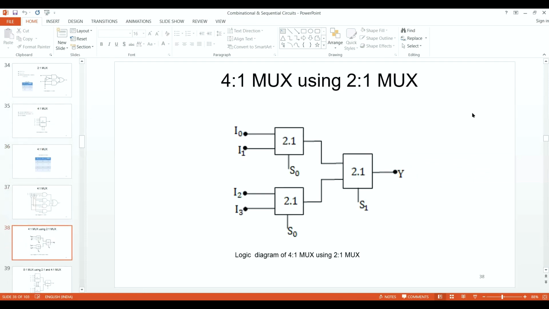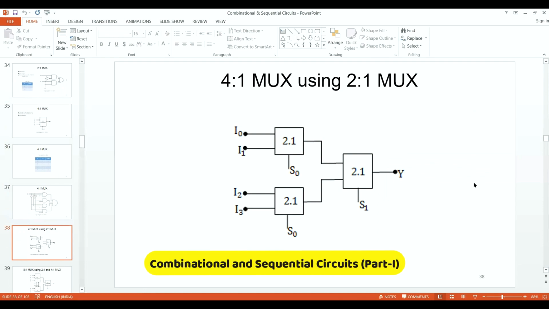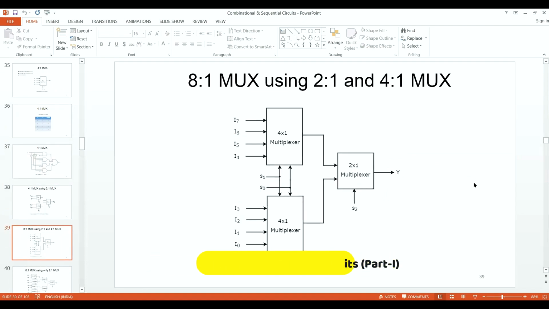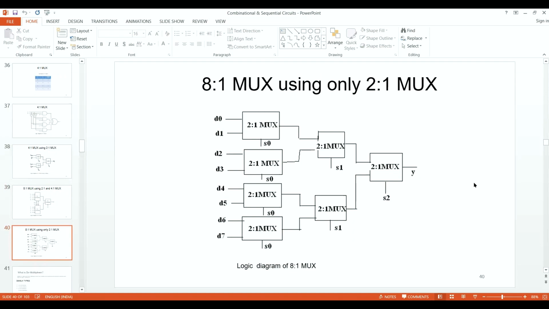If I want to make a 4 is to 1 mux, can I make it from 2 is to 1? Yes. How many 2 is to 1 mux would I use? I would use 3 muxes: 1 for the output and 2 for the input. Similarly, if I want to make an 8 is to 1 mux using 2 is to 1 and 4 is to 1, naturally I will use 4 is to 1 at input and 2 is to 1 at output. I hope this is clear. Similarly, you can make 8 is to 1 from 2 is to 1 mux. You will have 4 at the input, then 2 would be combined, and then you would add 1 at the output. I think, is it clear?